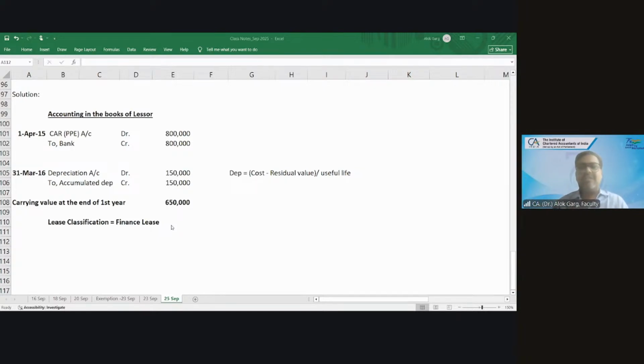Right. So just tell me one thing. If it is a finance lease, what will you do? Don't you think you have to de-recognize the PPE? Yes, sir. We need to de-recognize.